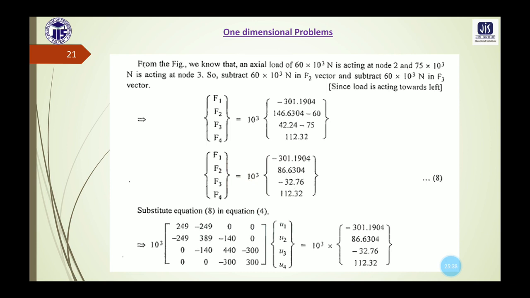So that means we need to subtract 16 into 10 cube Newton in F2 vector, and 16 into 10 cube and 75 into 10 cube Newton in F3 vector, because these loads are acting towards the left. So that's why finally we are getting the equation number 8 as the global force vector.